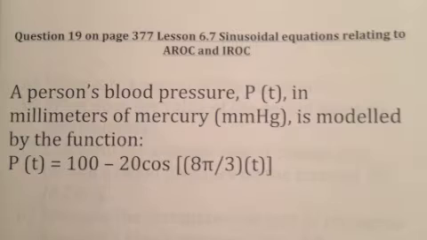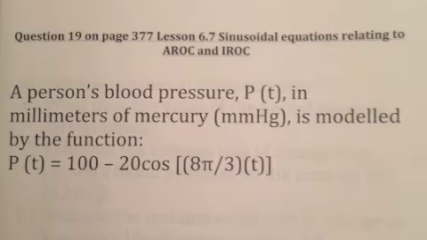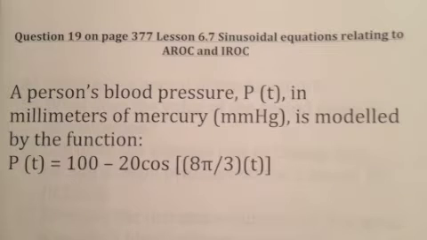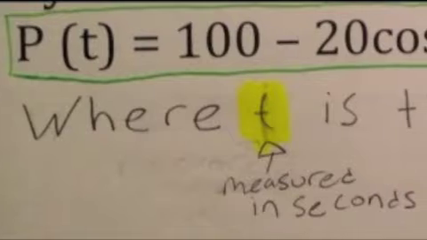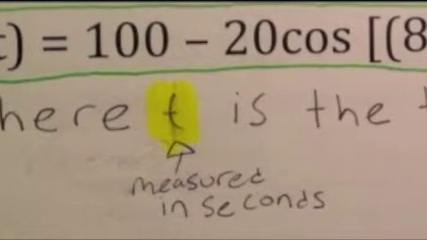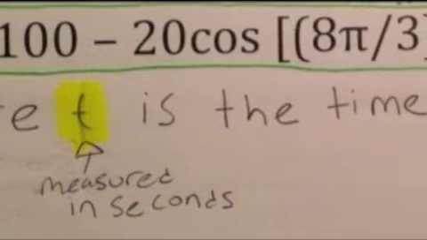Question 19 states that a person's blood pressure, P of t, is measured in millimeters of mercury and is modeled by the function below. Before answering any questions, you must try to find which units and lessons the question originates from. This question derives from Unit 4, Sinusoidal Equations.